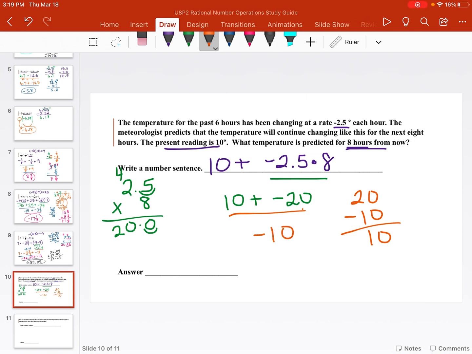Once I've solved the problem, then I always want to go back and read the question to see if I need to use absolute value or not. So always looking for those absolute value words. My question is right here. It says, what temperature is predicted for 8 hours from now? So can temperature be negative? And the answer is yes, it can. So -10 degrees would be your answer. We do leave it negative. If they had asked like what was the change or something like that, then that's when you would maybe use that absolute value sign instead.